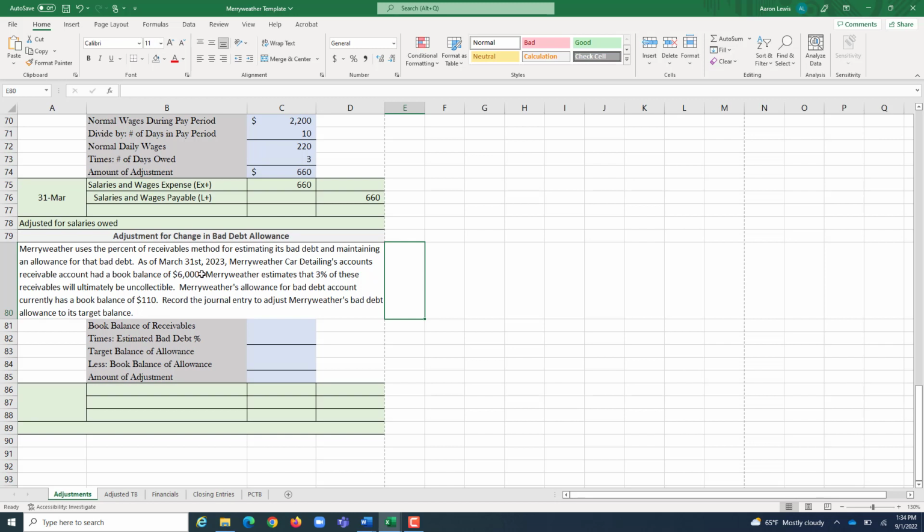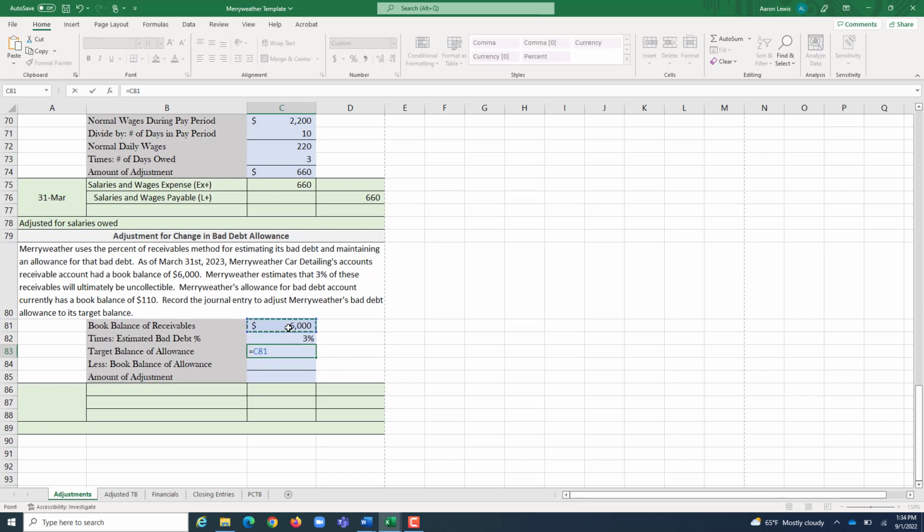As of March 31st, 2023, Merriweather Card Detailing's accounts receivable account has a balance of $6,000. That is the book balance of our receivables. We're going to estimate what percent of those receivables we think are going to prove to be uncollectible, and after some quick math, our accountants have determined that we think 3% of those receivables are bad debt. If we think 3% of our $6,000 receivables are bad debt, what is the actual dollar amount of that bad debt? 6,000 times 3% is 180. We think we have $180 worth of bad debt on our books.